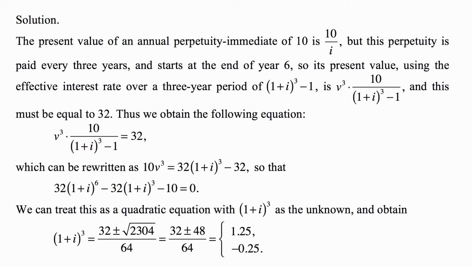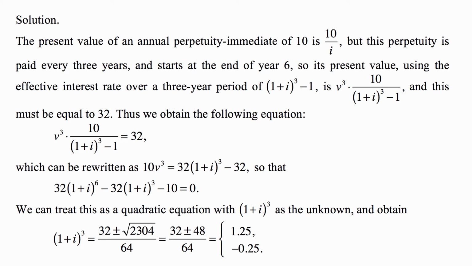Based on what the problem says, we get this equation: v^3 times 10 over (1+i)^3 minus 1 is equal to 32, and this can be rewritten as 10 v^3 equals 32 times (1+i)^3 minus 32, so that 32 times (1+i)^6 minus 32 times (1+i)^3 minus 10 is equal to 0. You get this by just multiplying everything through by (1+i)^3 and then moving everything to one side.